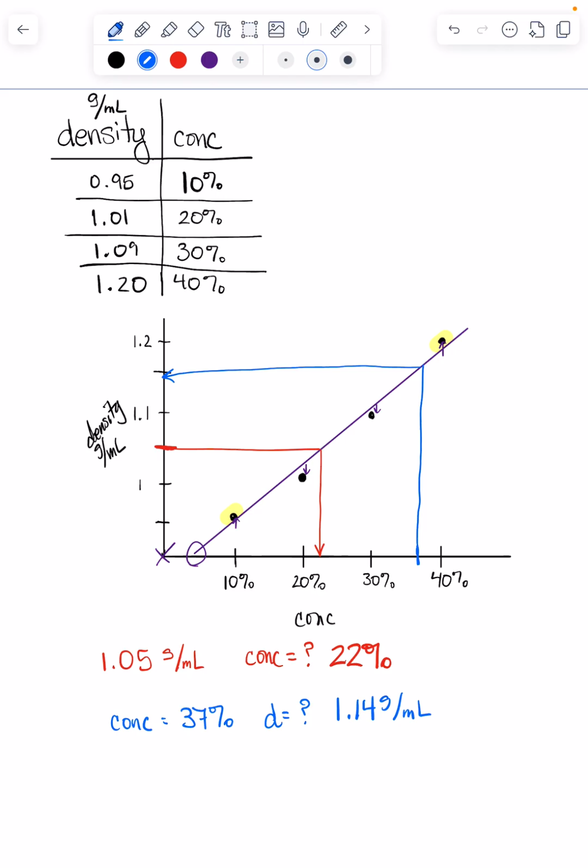All right, so that's how you do the graphs. You'll be making one and using it, and then there's another one asking questions about it in the post lab. I hope that helps.